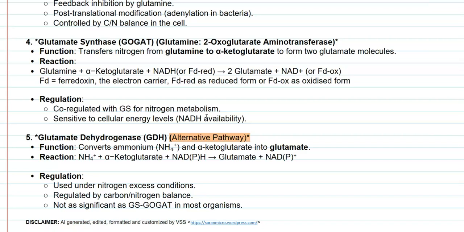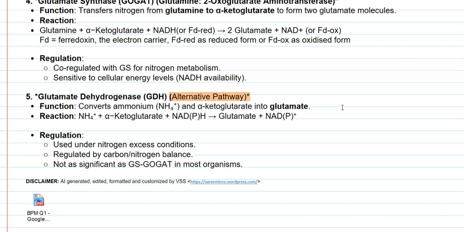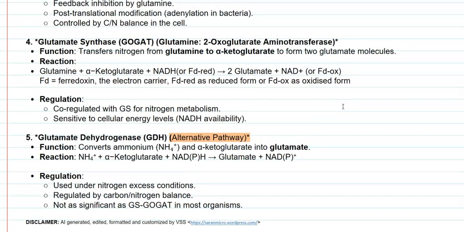Then we look at how this enzyme is regulated. The functioning of this enzyme is mainly under nitrogen excess conditions, and it is regulated by the carbon to nitrogen balance available in the cells. Compared to the other enzymes, mainly glutamate synthase as well as glutamine synthetase, this enzyme does not play a very significant role in the organism. That's the reason it is referred to as an alternate pathway by which nitrogen is assimilated into the cells.